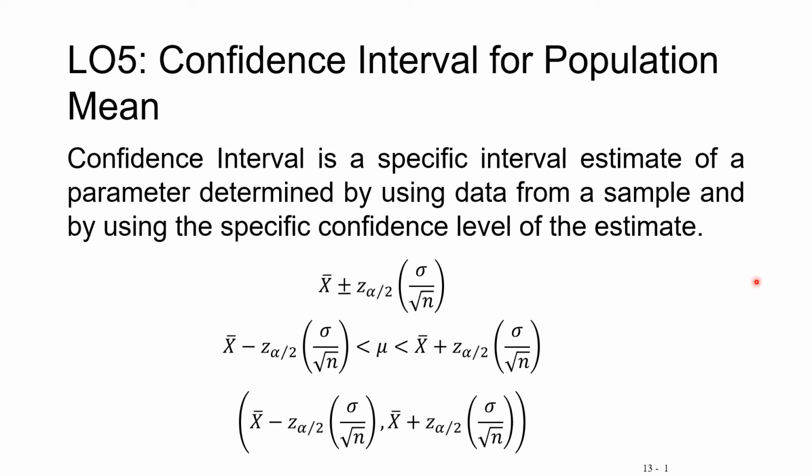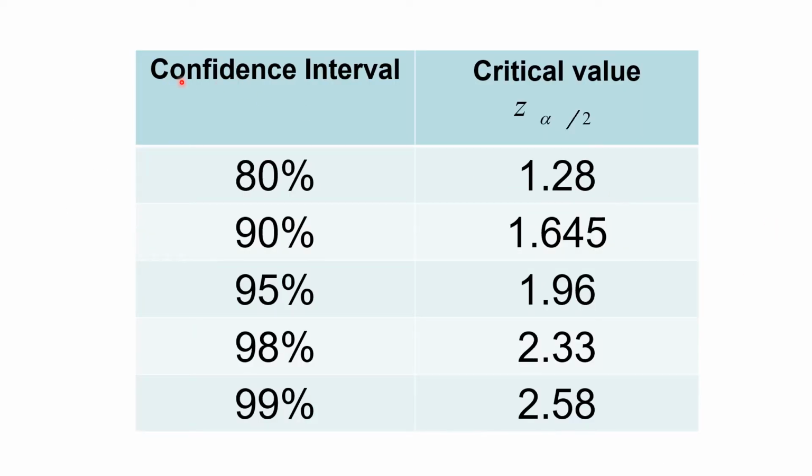So next, we'll look at the confidence level and also the corresponding Z alpha over 2 value, which is called the critical value. So if it's 80%, it's 1.28, and 90% is 1.645, 95% is 1.96, and 98% and 99% and so on. So for questions related to confidence interval, you must take the percentage into account in order to use the specific critical value.